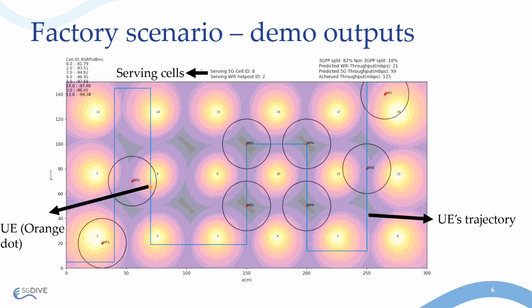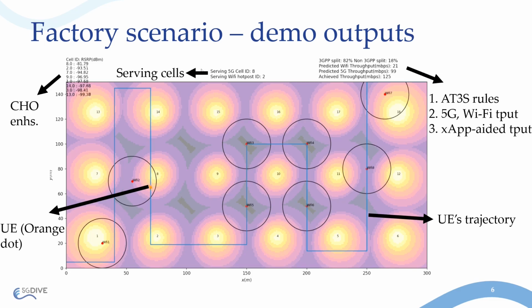On top of the screen in the middle, the current serving 5G cell and Wi-Fi access point IDs are displayed. On the top left corner, the conditional handover configuration for the camera is displayed in real time, showing the list of optimal handover cells based on reference signal received power. On the top right corner, there is the output of the xApp decisioning. This consists of the throughput predictions for both 5G and Wi-Fi, the result of the xApp decisioning, and the total combined achieved throughput.